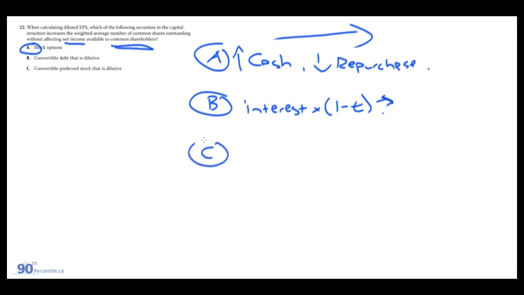And then for C, convertible preferred stock. Well, if we convert this, we're not paying the preferred stock dividends, which is subtracted when calculating net income available to common shareholders. Preferred stock is a quasi equity debt instrument. It can be thought of as half debt, half equity. But the key point is that the dividend we're paying on preferred stock is subtracted on the income statement before calculating net income to common shareholders.